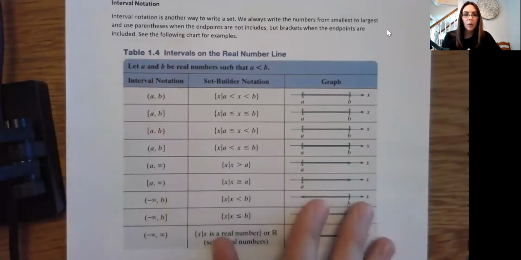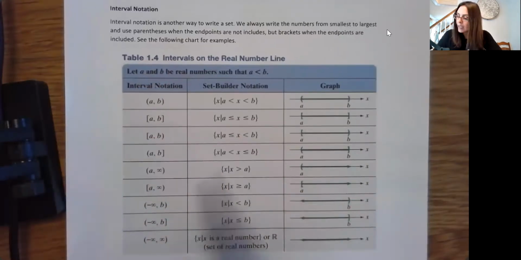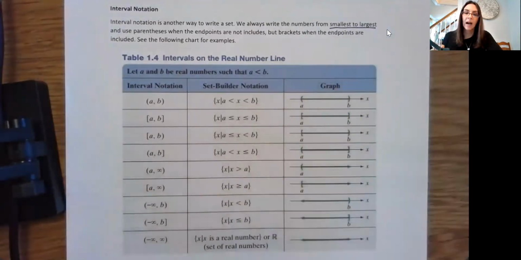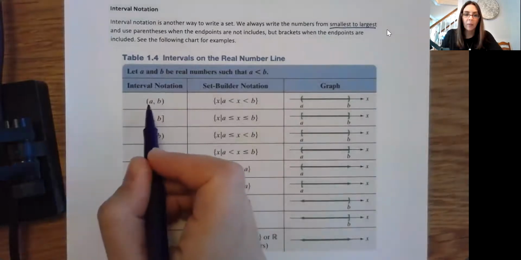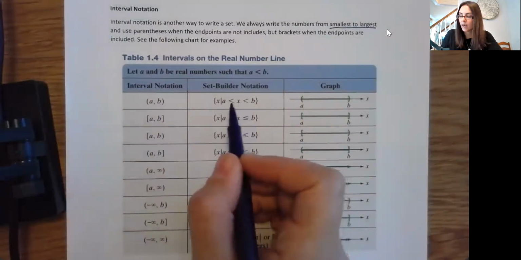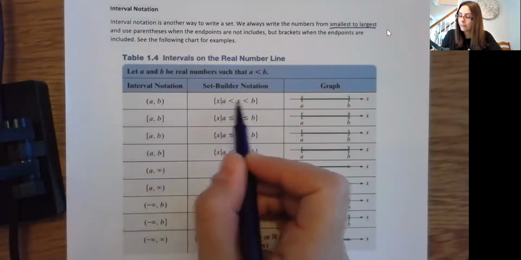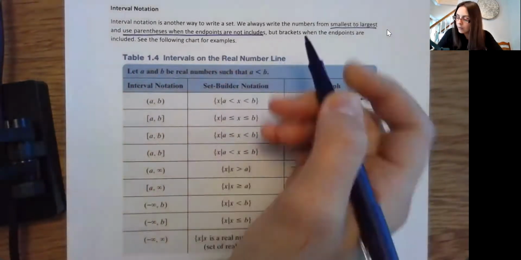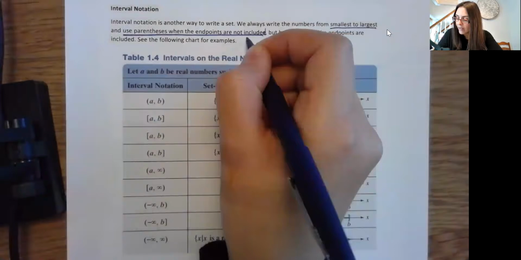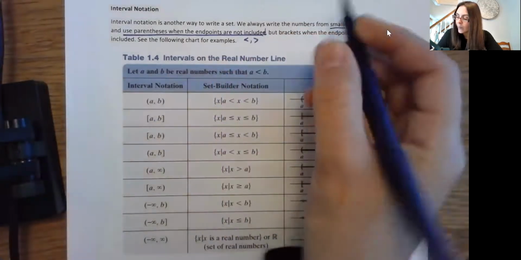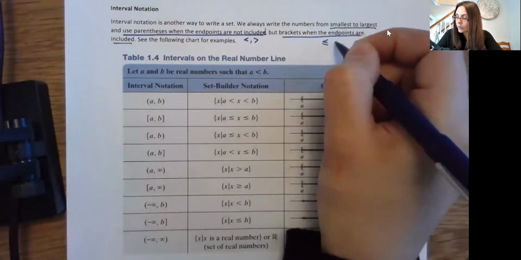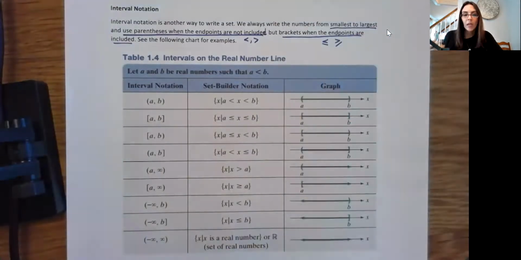A couple things to note with interval notation is that it's just another way to write a set. We always write numbers from smallest to larger. Basically we're giving a range of values, saying that we're starting at A and going up to B, just like we see here, where X would be between A and B. We use parentheses when the endpoints are not included, so that's when you have a less than or a greater than. And we use brackets when the endpoints are included, so that's a less than or equal to or a greater than or equal to. And you'll see that here.